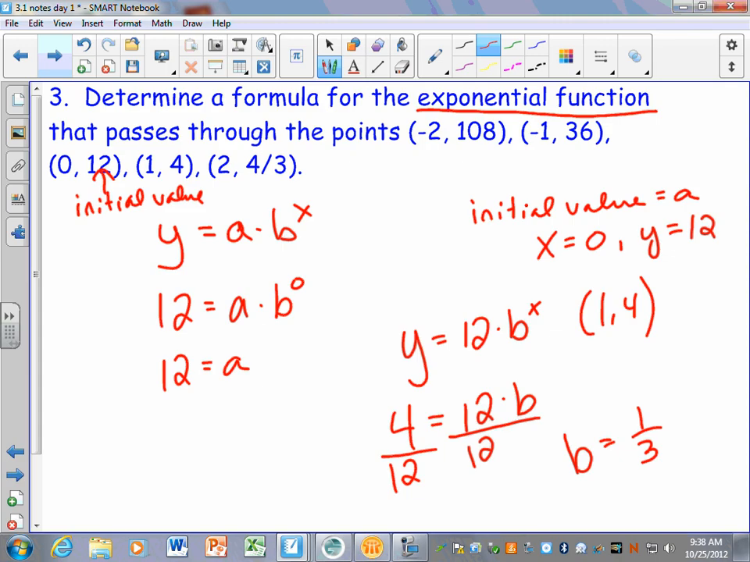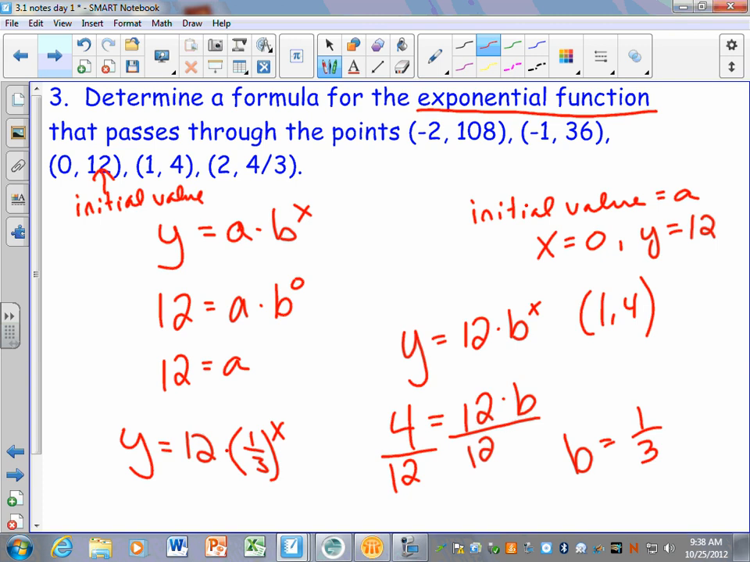Which means our base is 1/3. And just like linear and quadratic, you've got to write the equation. So our answer is y equals, or f of x equals 12 times 1/3 to the x power. And I like to put that 1/3 in parentheses so that you know that both the top and the bottom of the 1/3, that whole fraction, is to the x power. You could check this if you plug in any of those points, any of those x values, and you take 1/3 to that power times 12, you're going to get that y value.